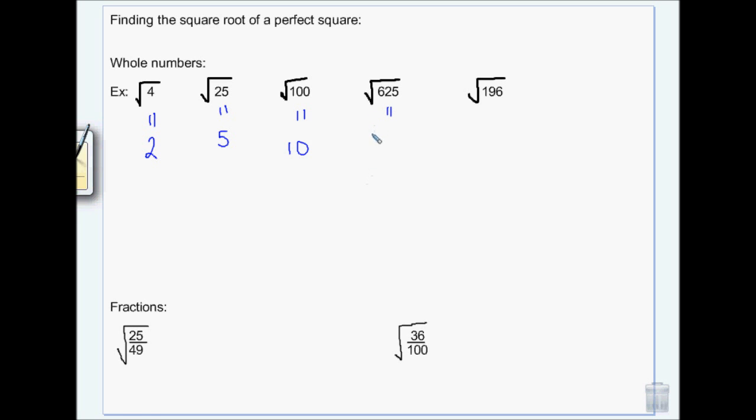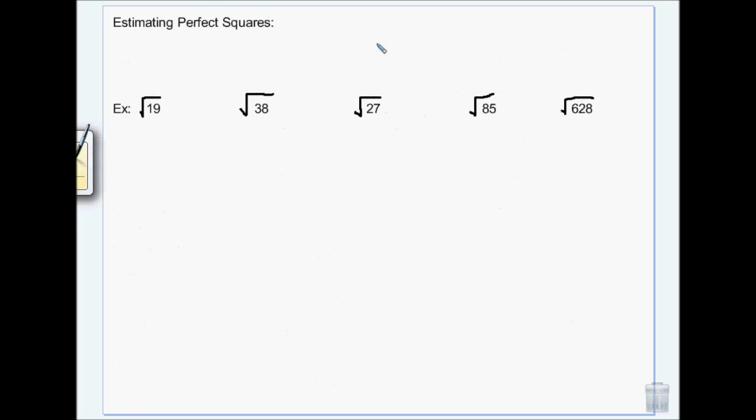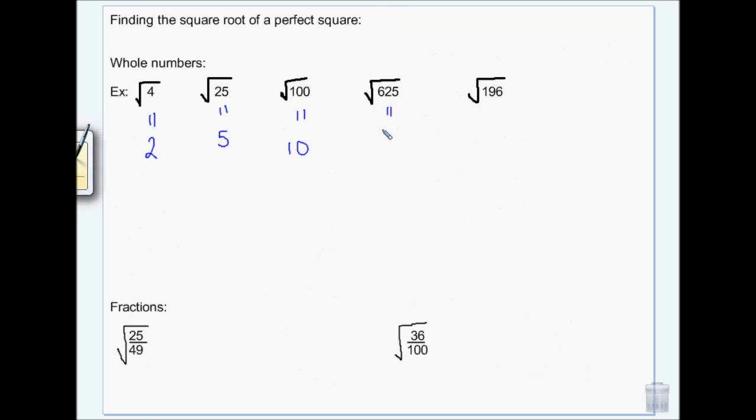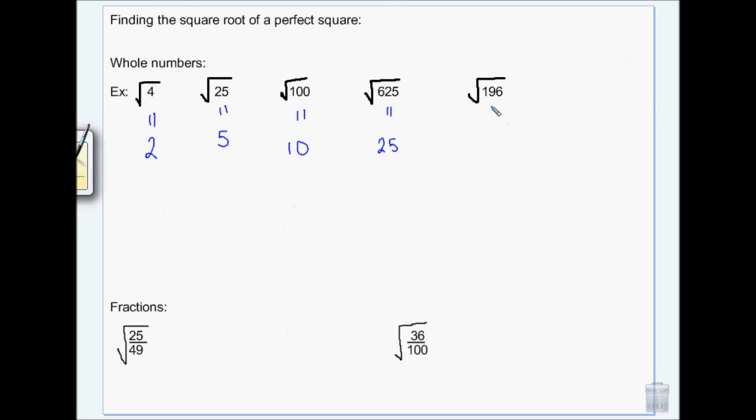Square root of 625. And like I said, you just go on this list and you just look down and you go, oh, 625, there it is. Ooh, 25, perfect. Okay, same thing, 196, you look until you find the 196 and you say, okay, that's going to be 14. Okay.